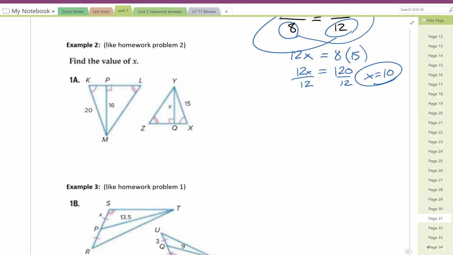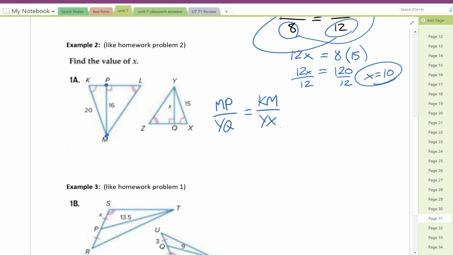Example 2 deals with altitudes. The way I know it's an altitude is because it's a line going from one vertex to the opposite side, and it's perpendicular to that opposite side. So again, I'm going to assume these two triangles are similar. I know one of the altitudes, I don't know the other altitude. But what I do know is that the ratio between the altitude on the big triangle, which is MP, and the altitude on the small triangle, which is YQ, has to be equal to corresponding sides on the two triangles. So KM on the big triangle and YX on the small triangle.